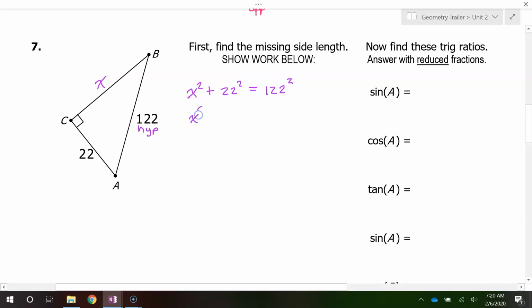So I'm ready. So I've got x squared plus, now, 22 squared is 484. And let's see, I'm typing in 122 squared is 14,884. So now we have to subtract 484 from both sides.